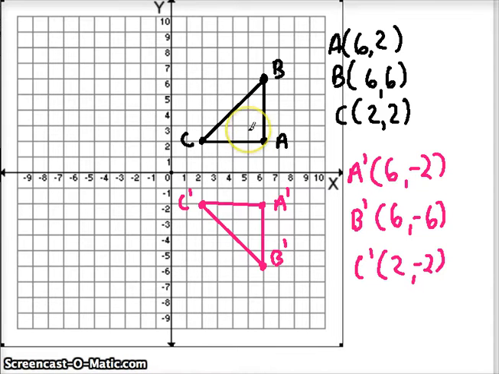So that's reflections, two different kinds. Remember that if you reflect across the y-axis, the y values stay the same, but the x values are opposites. When you reflect across the x-axis, the x values are the same, y values are opposites. But you can always just visually do it on a graph, and then hopefully with enough practice you can just remember the rules.